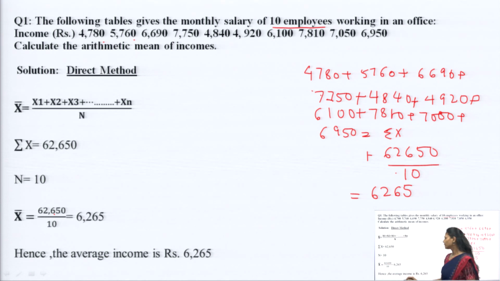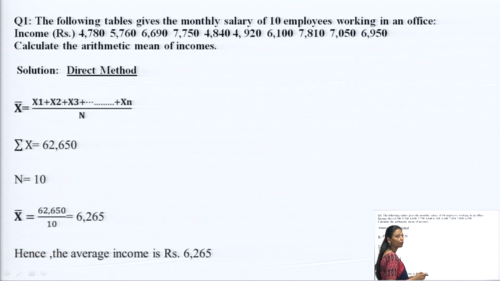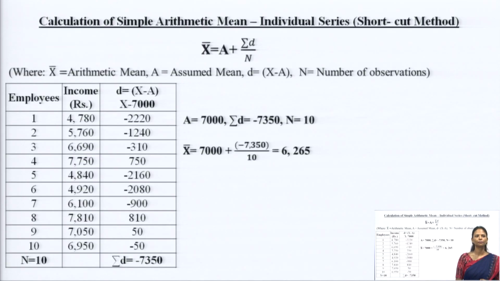If I want to solve the same question with the other method, the shortcut method, then we have another formula: x bar is equal to a plus summation d over n.